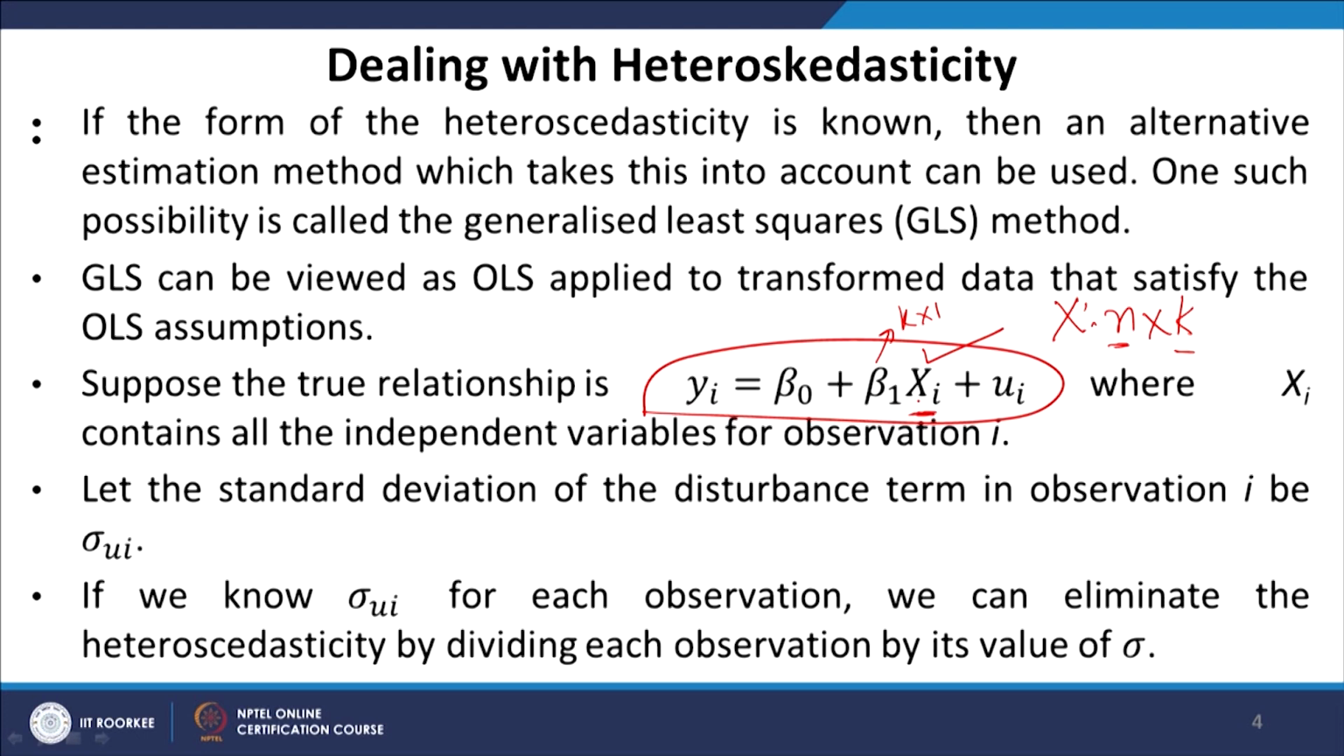Let the standard deviation of the disturbance term in observation i be sigma_ui. So, instead of having the same dispersion or variance across all the observations, we now have an observation-specific standard deviation, denoted by sigma_ui. If we know sigma_ui for each observation, we can eliminate the heteroscedasticity by dividing each observation by its value of sigma.